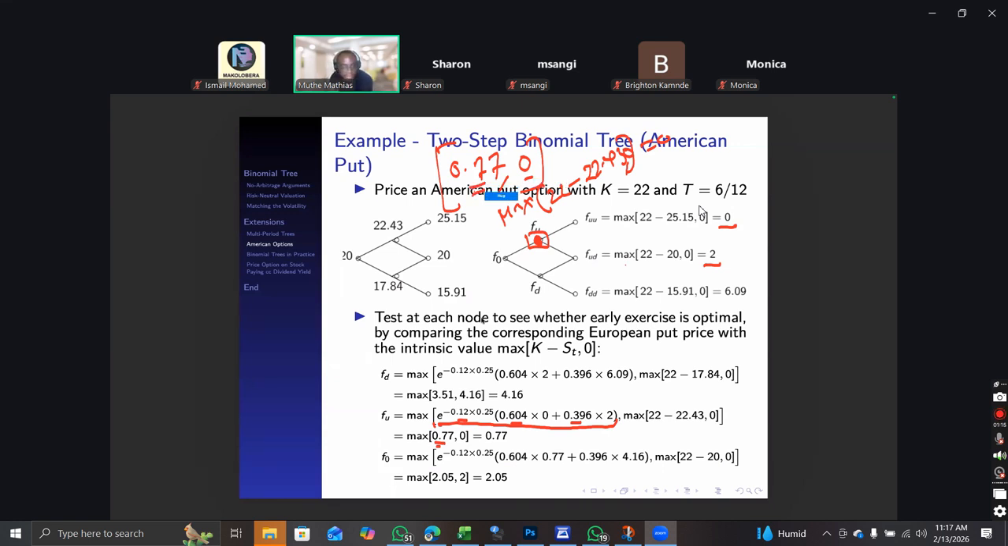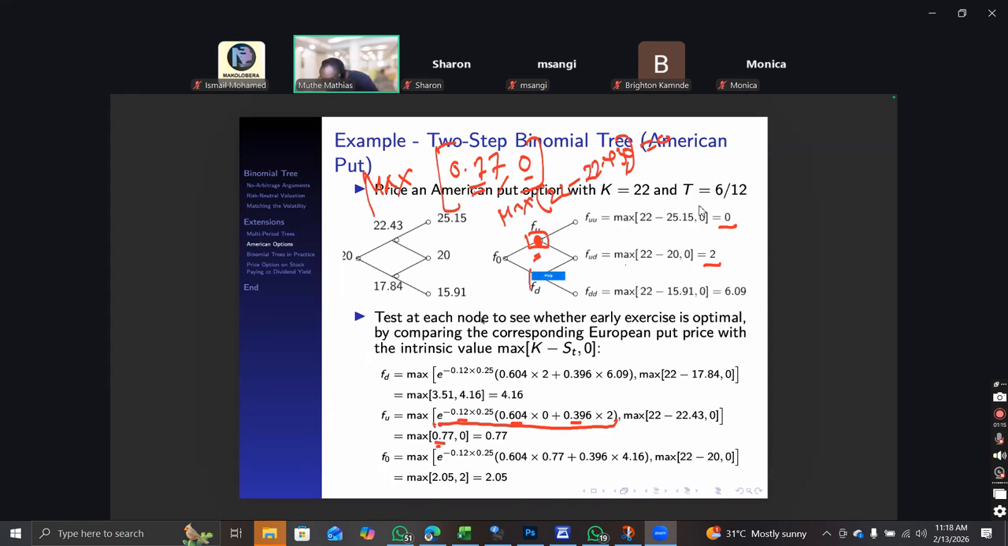Kwenye American ni utaangalia okay, ni exercise at this point napata 0, si ndio? Maybe I have to wait until maturity. Because there is no any point ya exercise at this point wakati the payoff is 0 while you can wait until maturity and get something. That is why I'm saying, okay, I will look at the maximum between what I have if I wait until maturity and what I get when I exercise this immediately. And then I do the same thing here kama mnakumbuka.